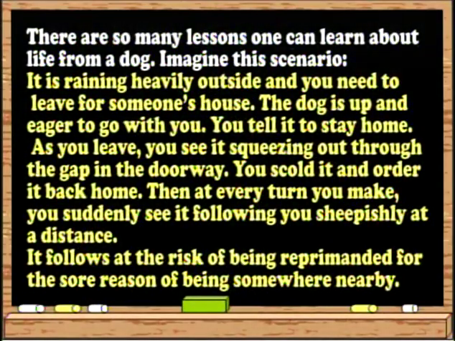Summarize the lessons one can learn from a dog in not more than 100 words. There are so many lessons one can learn about life from a dog. Imagine this scenario. It is raining heavily outside, and you need to leave for someone's house. The dog is up and eager to go with you. You tell it to stay home. As you leave, you see it squeezing out through the gap in the doorway. You scold it and order it back home.